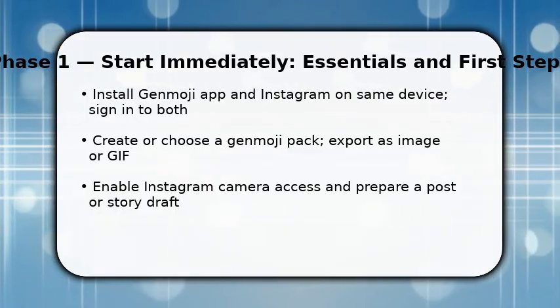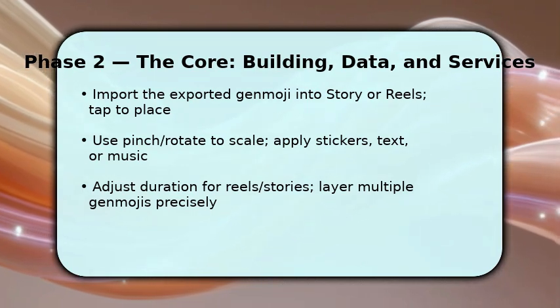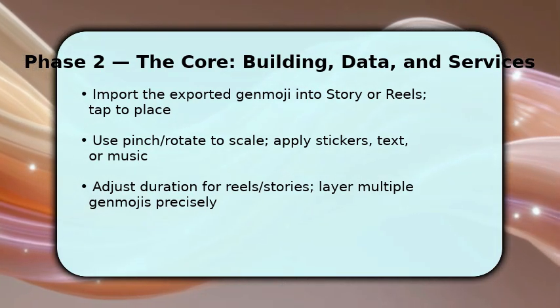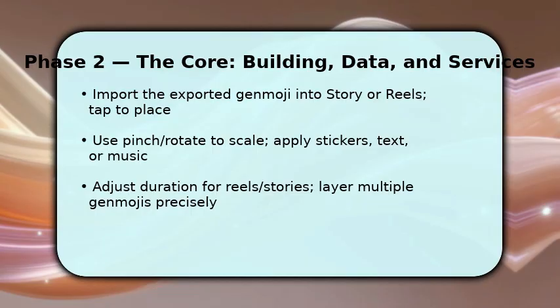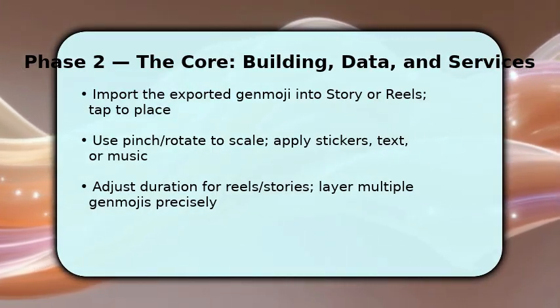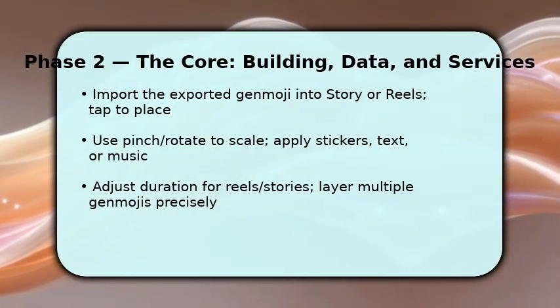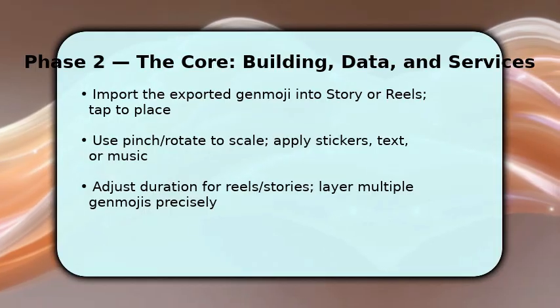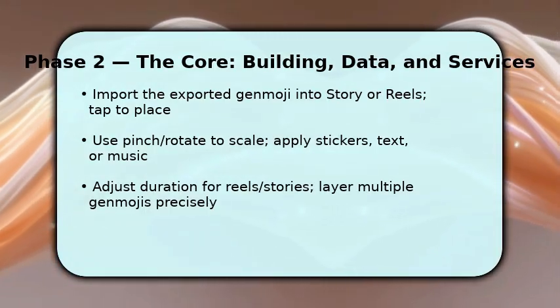You import the exported Genmoji into Instagram Story, Reels, or a post by selecting the media library. Tap the Genmoji to place it, then pinch, rotate, and drag to position it exactly where you want. This is critical for composition. Once placed, add stickers, text, sound, or effects to enhance context. For Reels and multi-clip stories, set duration and layer multiple Genmojis carefully, making sure each appears when you intend.